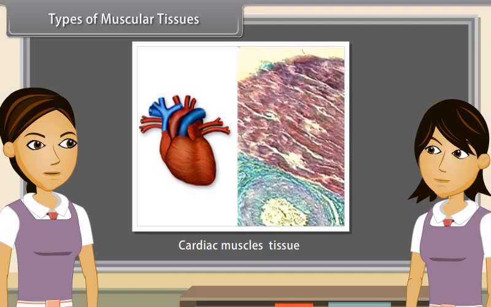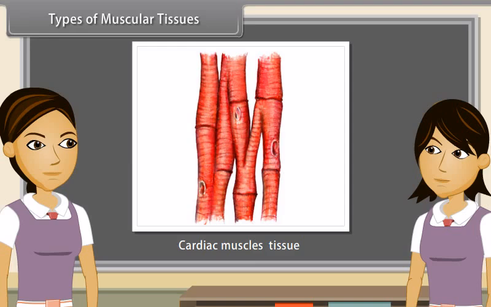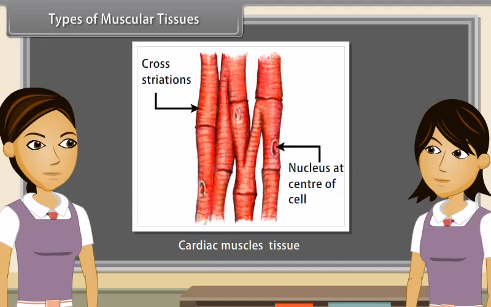Cardiac muscles are composed of branched fibers. The branches join to form a network. Each fiber is surrounded by sarcolemma and has sarcoplasm with longitudinal microfibrils and a central nucleus. The intercellular spaces are filled with abundant loose connective tissue supplied with blood capillaries.